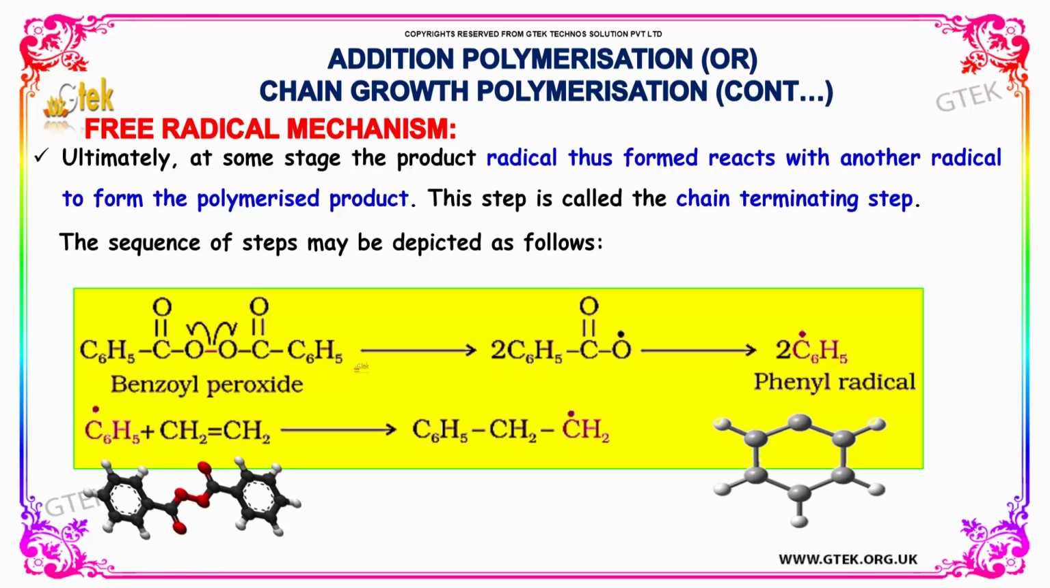Now let us consider an example, benzoyl peroxide. On breaking the bond between the oxygen atoms, we get a free radical on the oxygen. Thus, this free radical is unstable, so it shifts to the carbon atom here. This is further known as phenyl radical. This phenyl radical reacts with an ethene molecule to start the chain reaction, so it is further termed as chain initiating step.